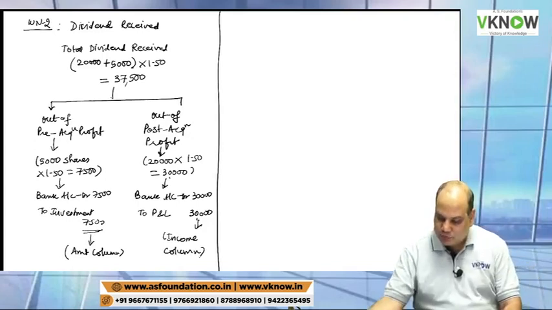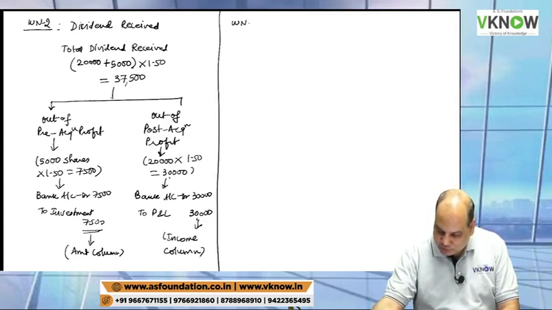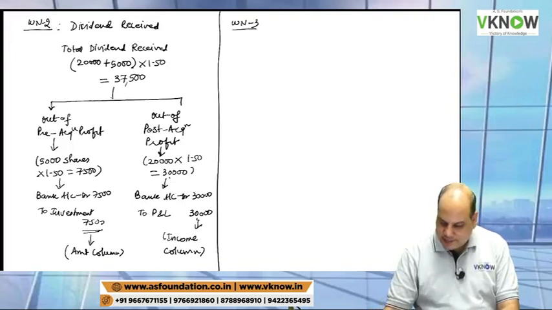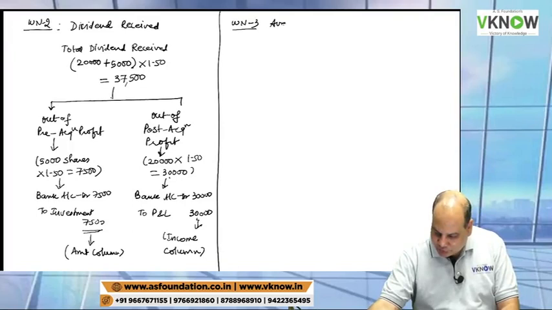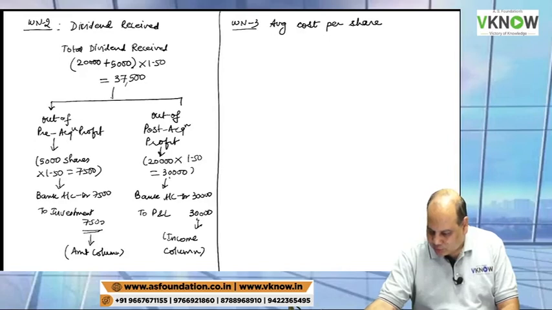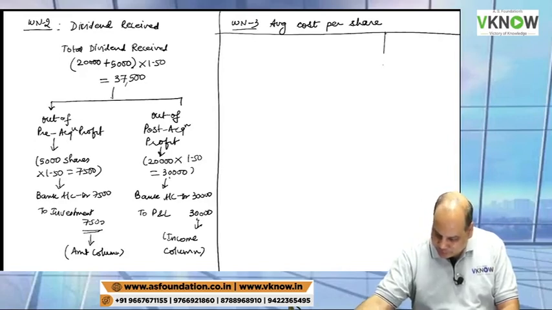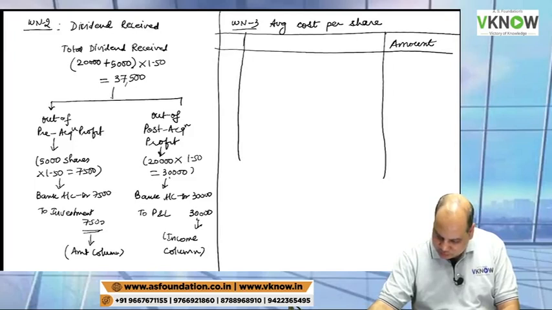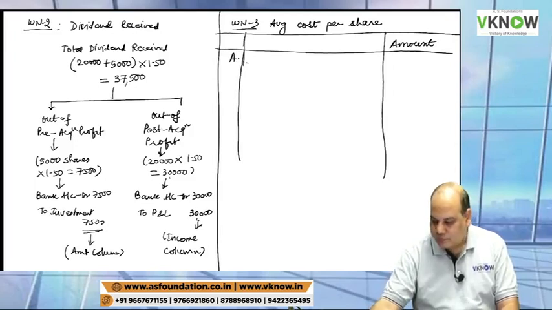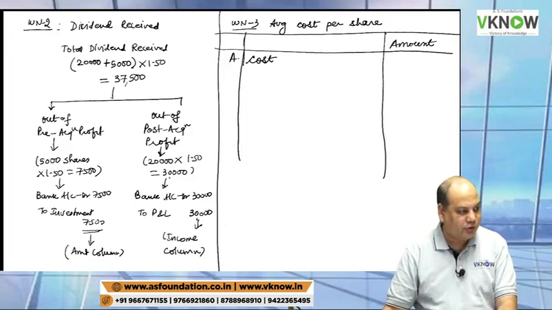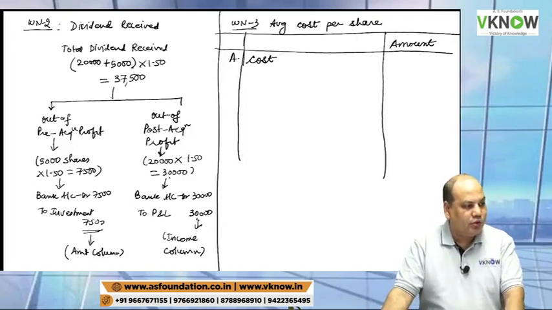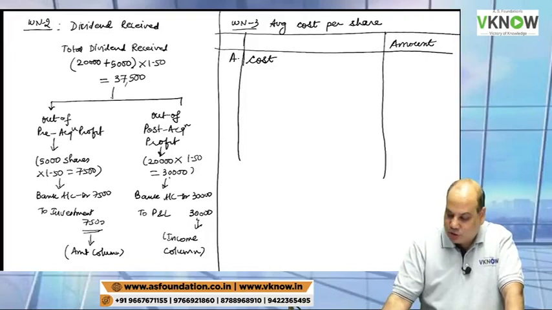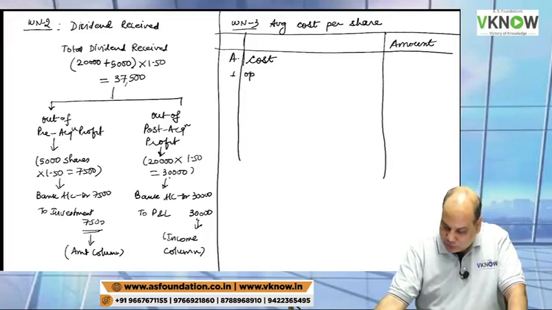Okay. Now we'll prepare the next working note, number 3. Working note 3 is average cost per share. First I need to calculate cost. Okay, what is the cost? Let us see one by one. There is an opening balance.